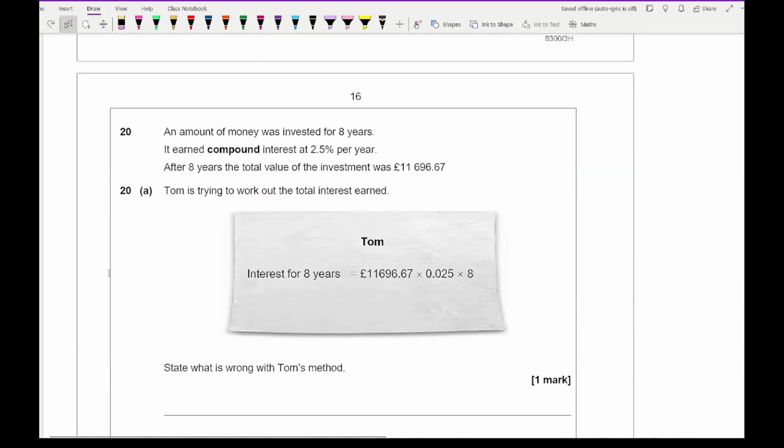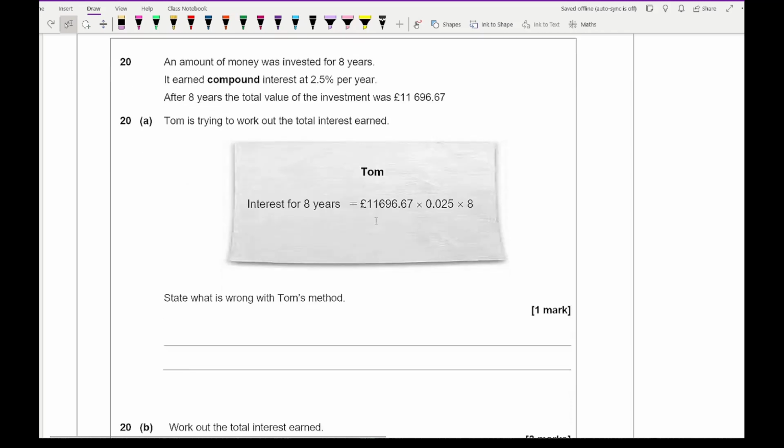So moving on to question 20, it says that an amount of money is invested for 8 years. It earned compound interest of 2.5% interest per year. After 8 years, the total value of the investment was 11,696.67 pence. Tom is trying to work out the total interest paid, and this is his calculation. And we just need to state what is wrong with his calculation.